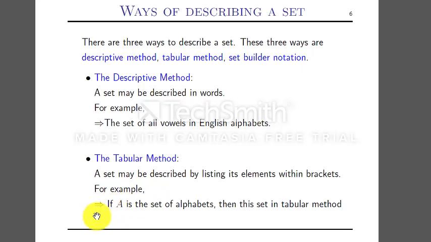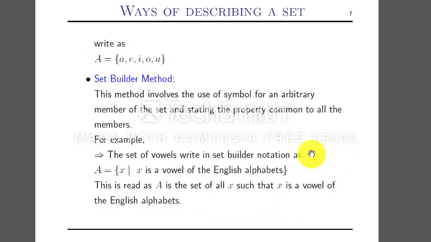And there is an example. If A is the set of vowels in the alphabet, then this set in the tabular method can be written as A = {a, e, i, o, u}, where we list all the elements which belong to the particular category within the brackets, so this is the tabular method. The third one is the set builder method.